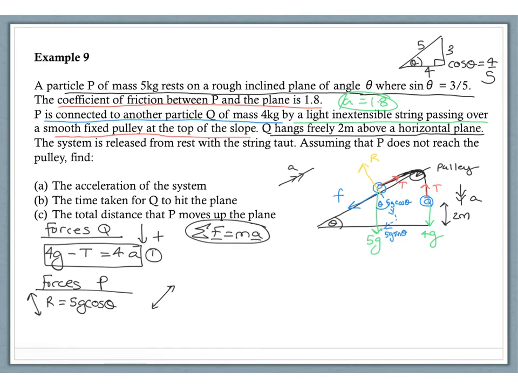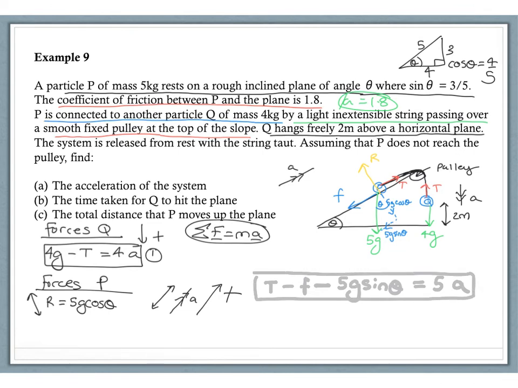Now, in a direction parallel to the slope, we know that P is accelerating up the slope. We'll take up as a positive direction. And let's look at our forces. So we have tension acting up the slope, take away friction, which is down the slope, take away 5g sine theta down the slope, and that must be equal to the mass 5 multiplied by the acceleration a. And we have a second equation in two unknowns, T and a. Theta is not unknown.